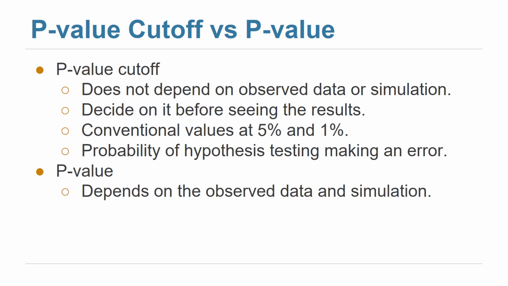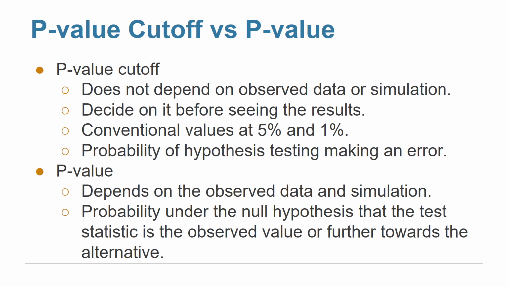While the p-value depends on the observed data and the simulation. We compute the p-value as the area in the empirical distribution at or further in the direction of the alternative with respect to the observed statistic. So it is the probability under the null hypothesis that the test statistic is the observed value or further towards the alternative. That's the difference between the p-value cutoff, significance level or the error probability, and the p-value.